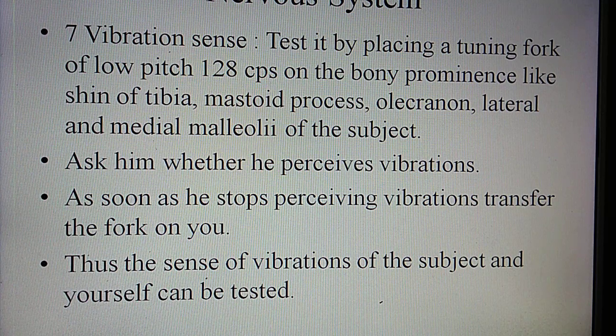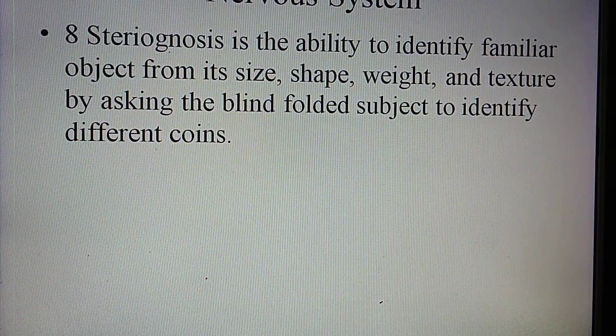Ask him whether he perceives vibration. As soon as he stops perceiving vibration, transfer the fork onto yourself. Thus the sensation of vibration of the subject and yourself can be tested. Both things can be tested. This is the way to check the vibration sense.